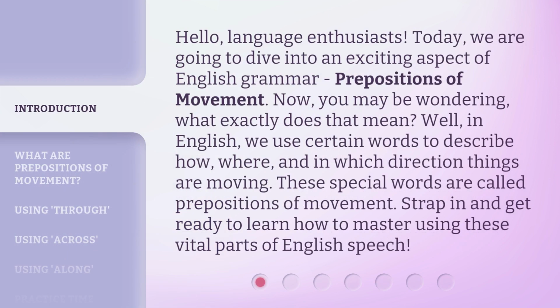Hello, language enthusiasts. Today, we are going to dive into an exciting aspect of English grammar, prepositions of movement. Now, you may be wondering, what exactly does that mean? Well, in English, we use certain words to describe how, where, and in which direction things are moving. These special words are called prepositions of movement. Strap in and get ready to learn how to master using these vital parts of English speech.